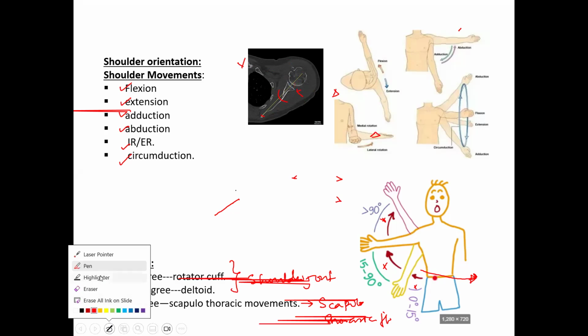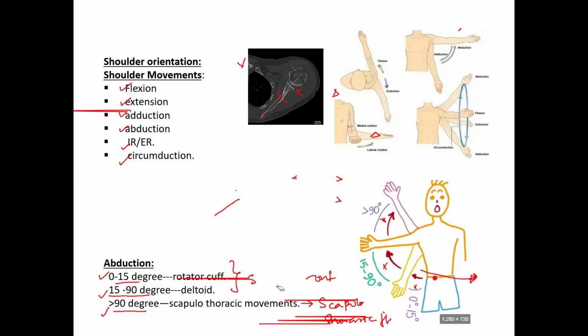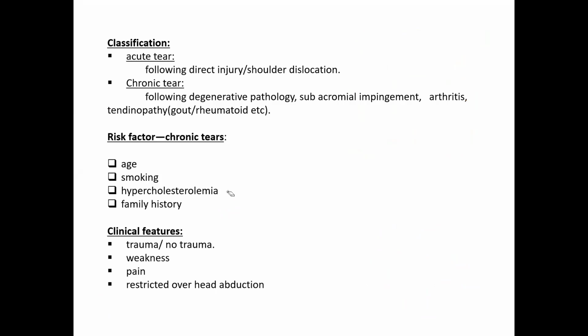So again, to repeat, we have 0 to 15 degrees by the rotator cuff, 15 to 90 degrees by the deltoid, and the remaining by scapulothoracic movement. Any injury to the rotator cuff will hamper the movement in the beginning, that is 0 to 15 degrees. The 0 to 15 degree movement is very painful and affected when there is an injury to the rotator cuff.